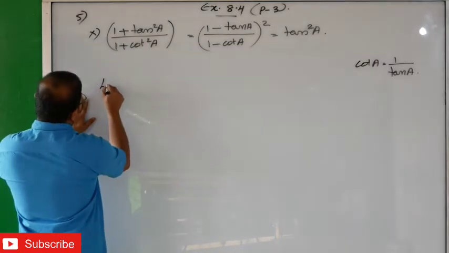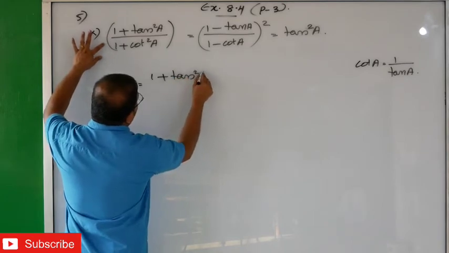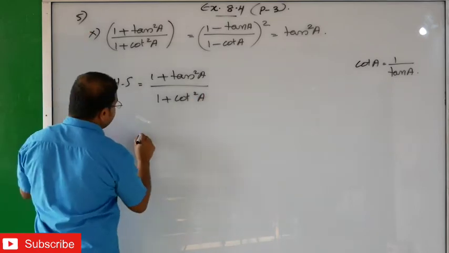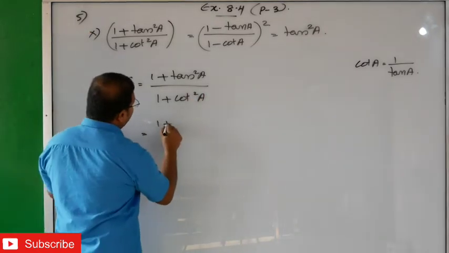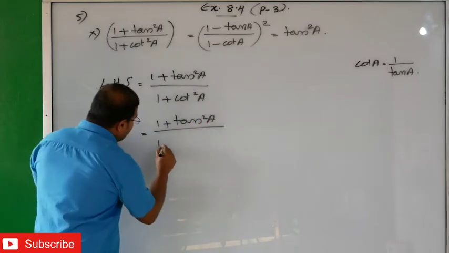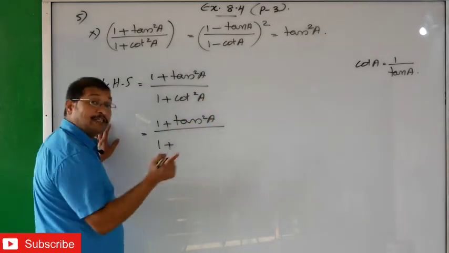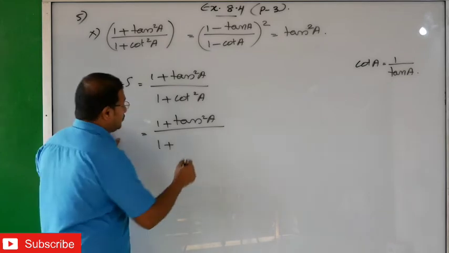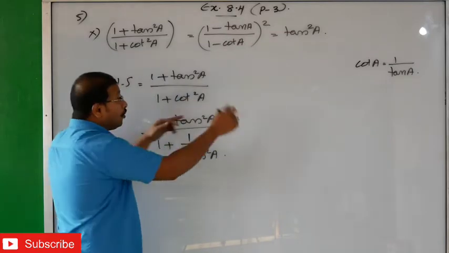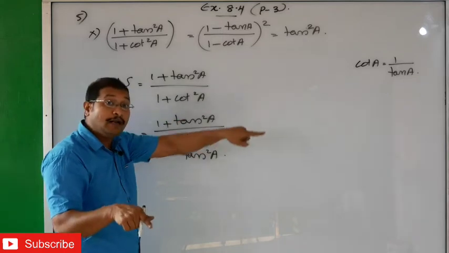So let us take first LHS, left hand side. 1 plus tan square A divided by 1 plus cot square A equals 1 plus tan square A will not change, divided by 1 plus, in place of cot what you can write? 1 by tan. Cot square is then what you write? 1 by tan square A. See, cot A means 1 by tan A. So if you want cot square A, you will write 1 by tan square A.